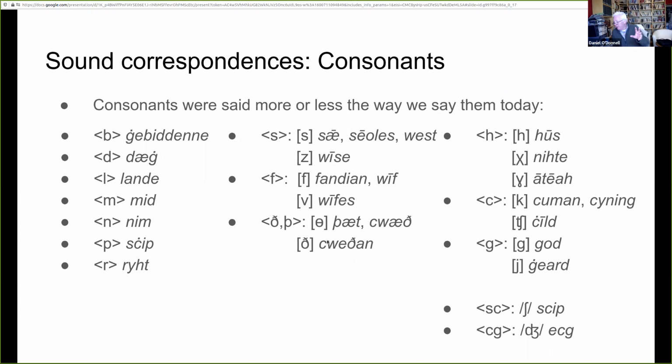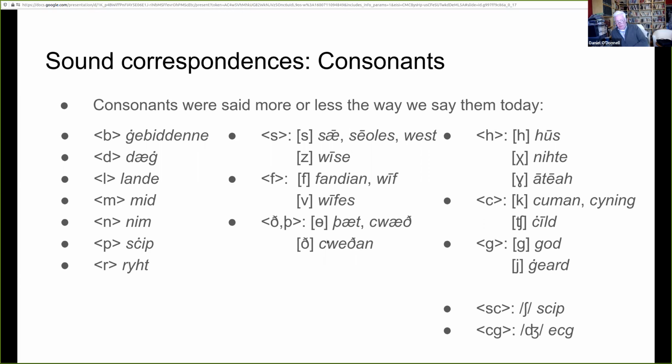This is where this gets a bit theoretically odd. I've got pointed brackets, so I'm talking about the grapheme, but I'm also talking about the sound, the phoneme that they actually say. I haven't written those in there, but I was saying them. So the grapheme B is used for the phoneme B. The grapheme D is used for the phoneme D, just more or less what we would do.